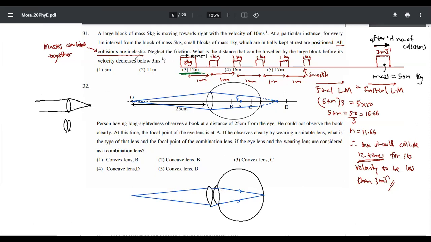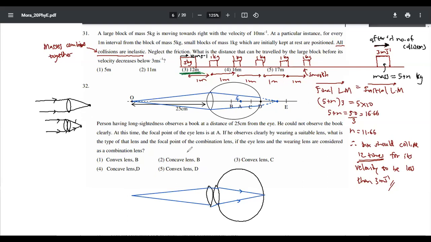Will it increase or decrease? It will definitely decrease when you put two convex lenses together like this, because both will converge the ray. Both will converge the ray. It will get converged even closer. Therefore, the answer to this question is B.